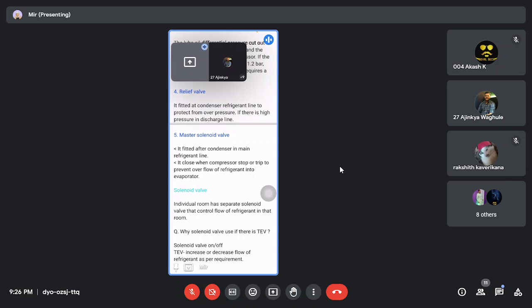For example, on a ship we have three rooms: the veg room, the meat and fish rooms, and the accommodations. If something happens inside the veg room, the solenoid valve of the veg room will stop the flow of refrigerant into the veg room, but the fish room, meat room and accommodation will keep working.